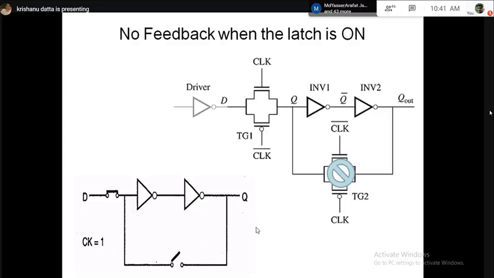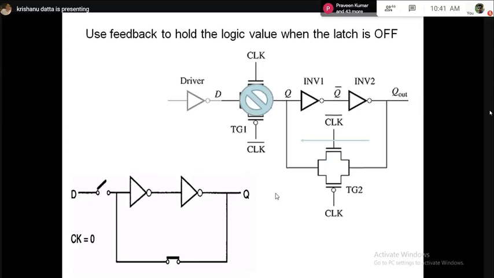What happens when clock equals 1? Data simply goes to the output, and absolutely there is no contention. The delay is best. This is very good. Now let's see the opposite scenario. What happens when clock is 0? The input switch is now open, but the feedback switch is now closed. Now how is it working? Input switch open, so the data cannot go. It is completely cut off.